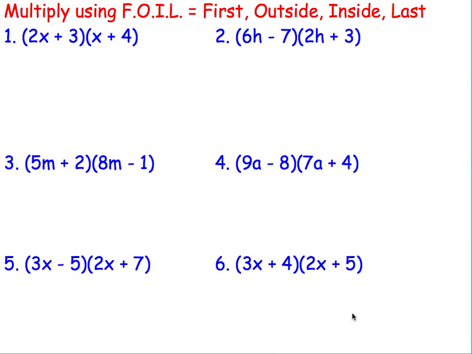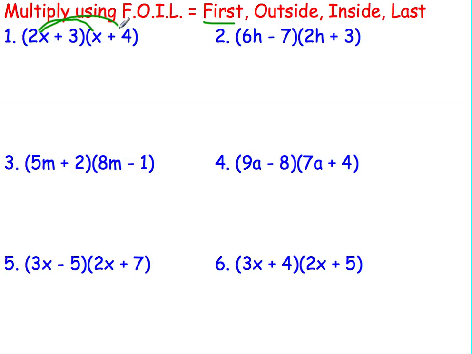Alright, let's look at something else. It's called the FOIL method, and we're going to be multiplying not just a monomial, but a binomial times a binomial. Okay? The idea here is we're going to multiply the first terms. That just means 2x times x, which is the distributive property.